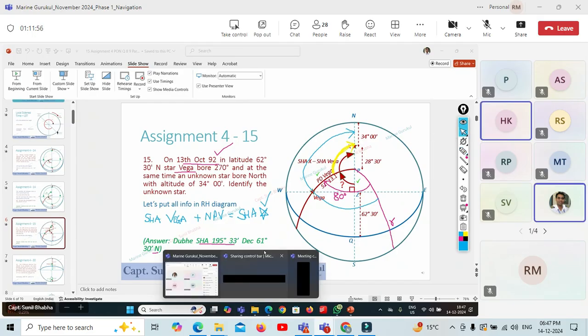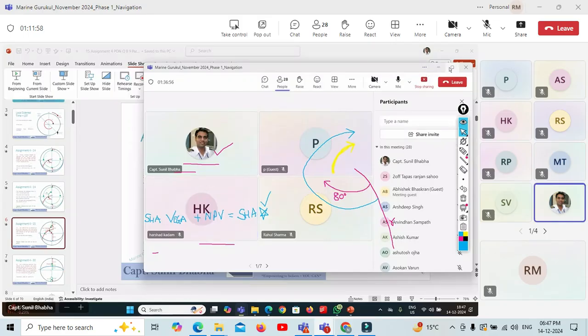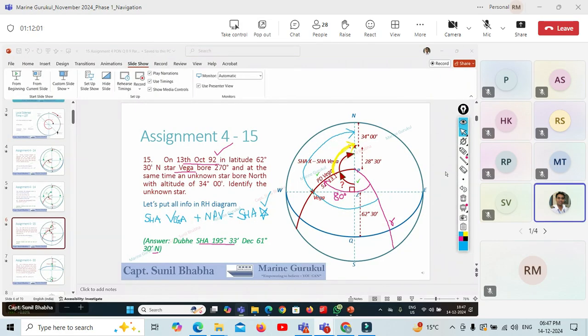Just a moment, sir. Okay. Have a look. Sir, why did Aries come on that side for 80 degrees? Okay, beta. Vega is 80 degrees west of Aries. You told me that in the almanac it is written 80 degrees is the SHA of Vega. Yes, sir. So Aries has to be 80 degrees east of Vega. As simple as that. That is why I went 80 degrees east from Vega and marked Aries.